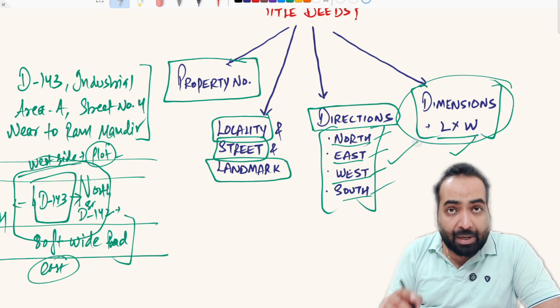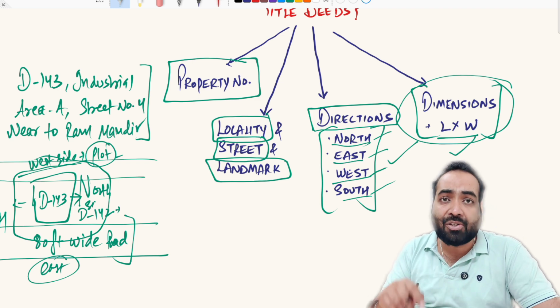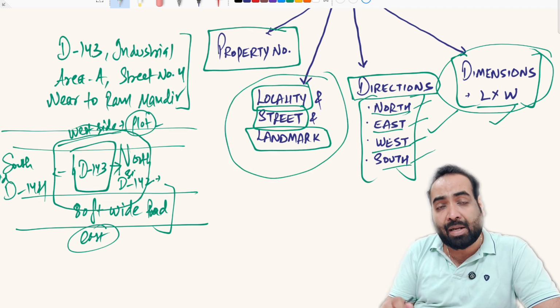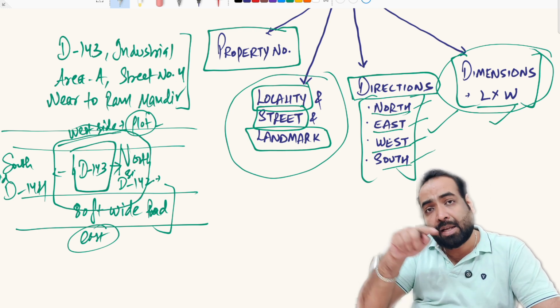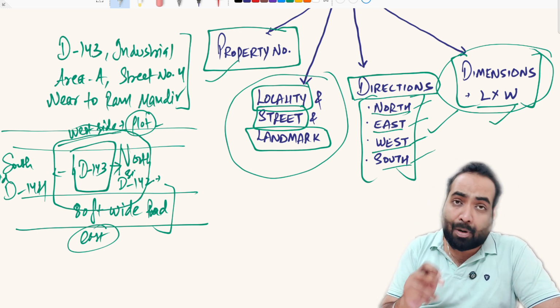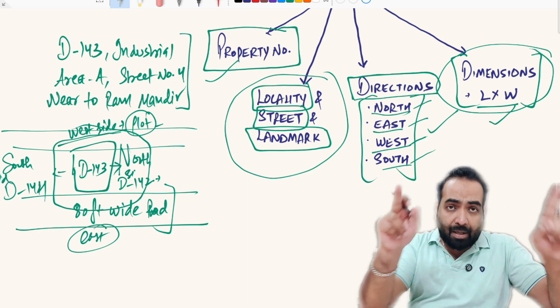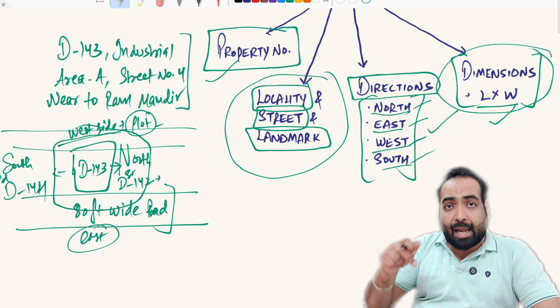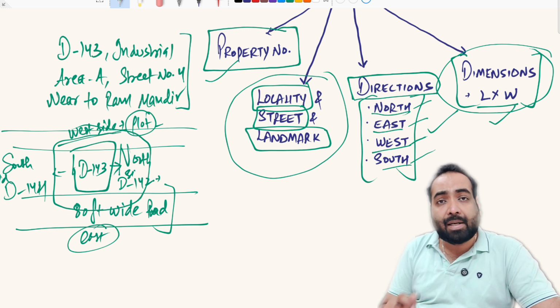He can compare the directions, actual at site and as mentioned in the title deed. He will compare the locality, street, and landmark as mentioned in the title deed and as physically found by him at the site. He will compare the property number at site, by the board or the location map of the area, and as actually mentioned in the title deed.